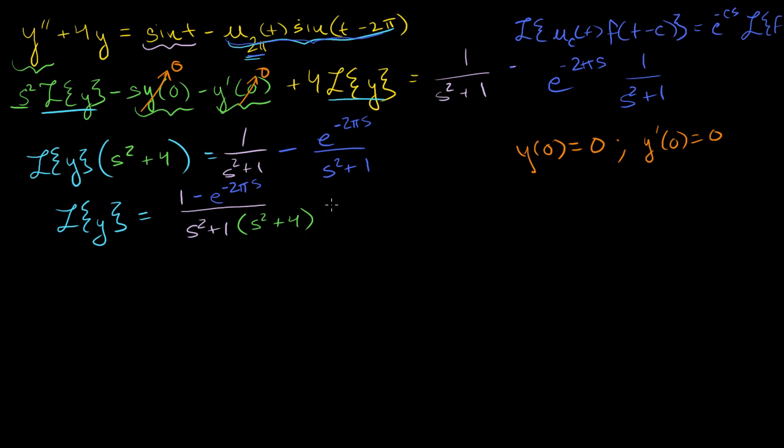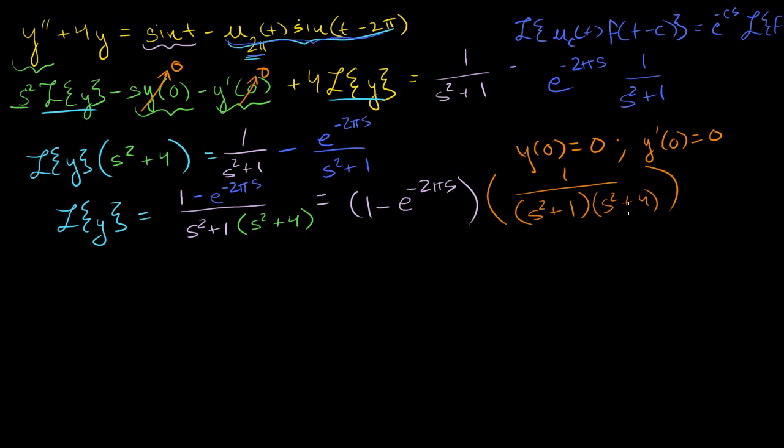So we can rewrite this equation right here. Actually, let's write it as this, because this will kind of simplify our work. Let's factor this whole thing out. So we're going to write it as 1 minus e to the minus 2 pi s, all of that, let me do it in orange, all of that times 1 over s squared plus 1 times s squared plus 4. Now we need to do some partial fraction expansion to simplify this thing right here.